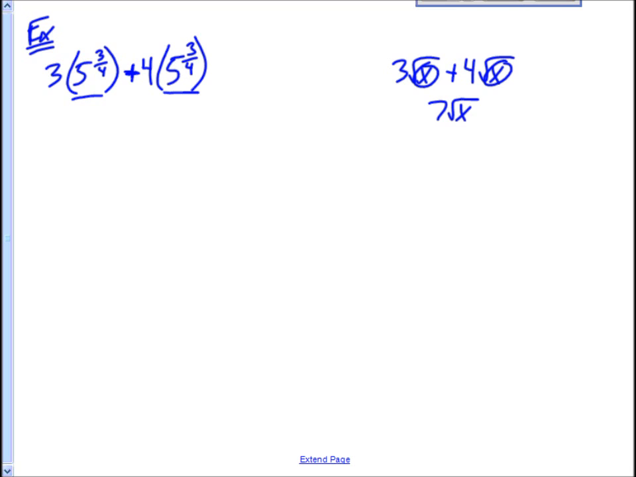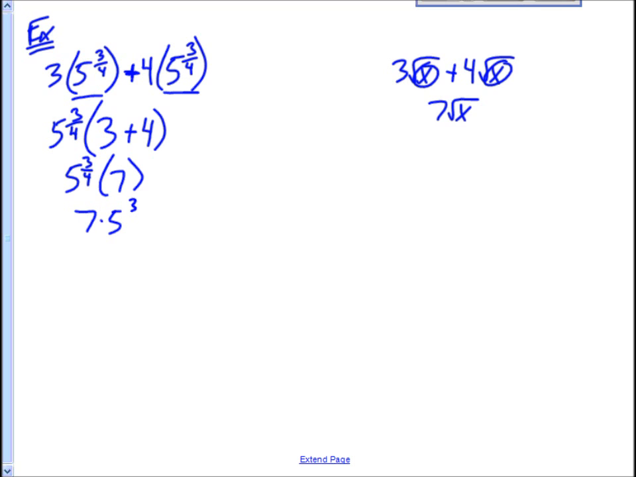Another way to think about that is say, you know what? Let me just take that 5 to the 3/4 out, and I got 3 plus 4 in there, which is 7. But I'm usually going to write that 7 times 5 to the 3/4, or at least that's my preference on that one. Okay? Or you can leave that in parentheses, what have you. Okay, let's do another one.